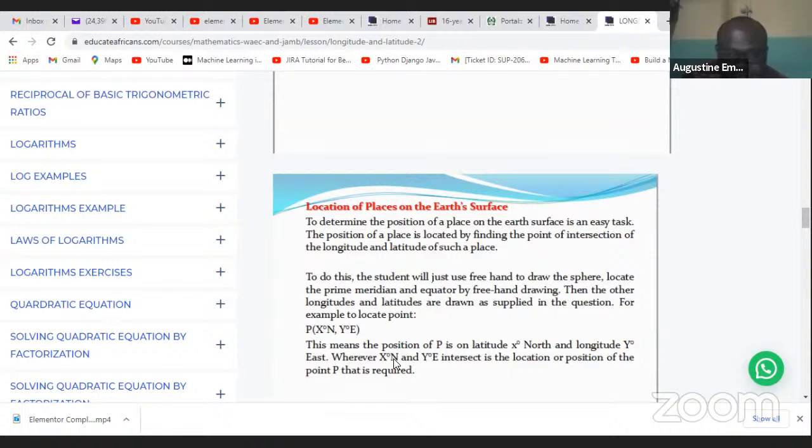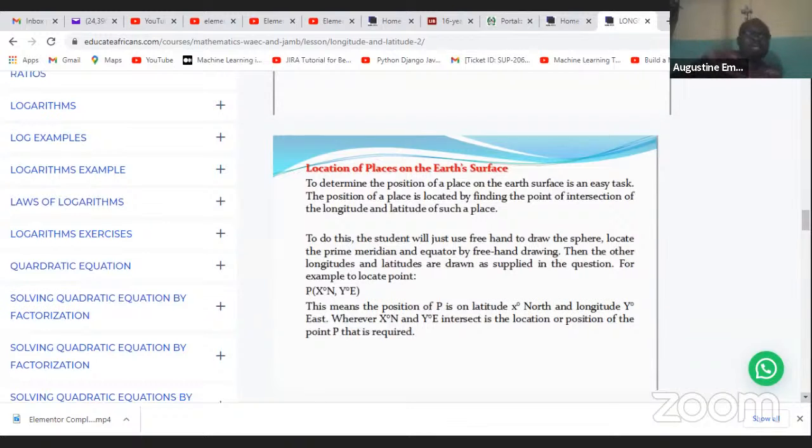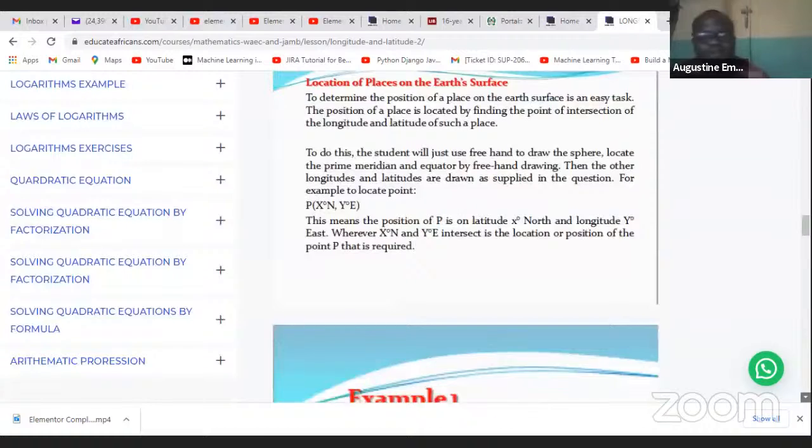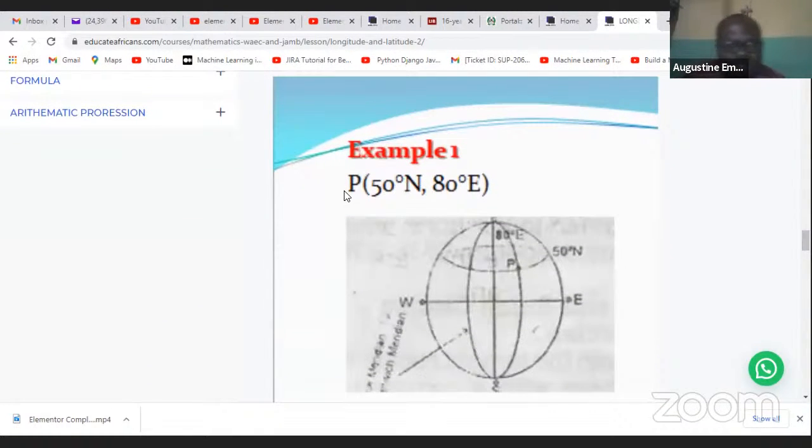So where this x degree north and y degree east intersect is the location, or the position, of the point P that is required. So take note, that is how you locate a place on Earth's surface using longitudes and latitudes. Now we're going to go further, to try to use it in actual examples. So this is example 1.